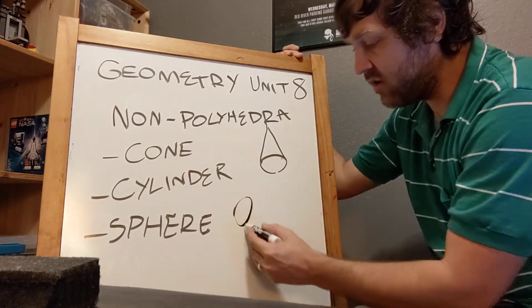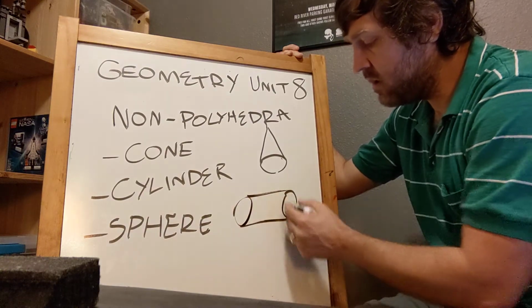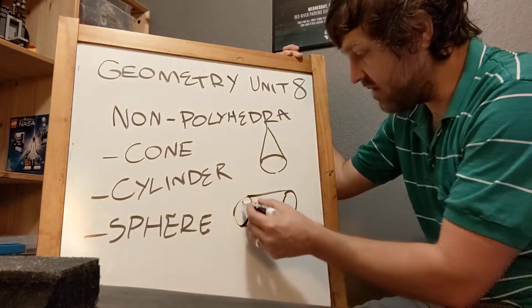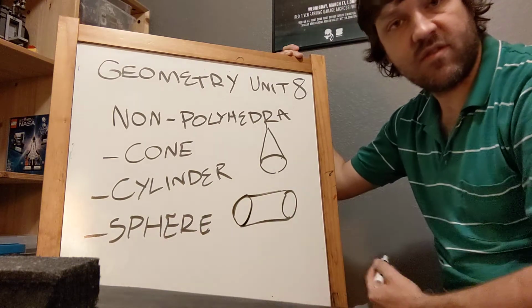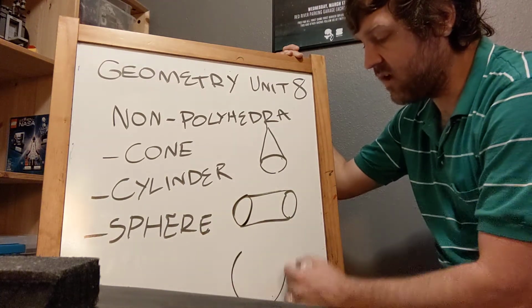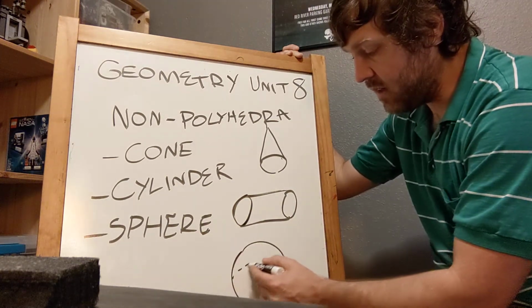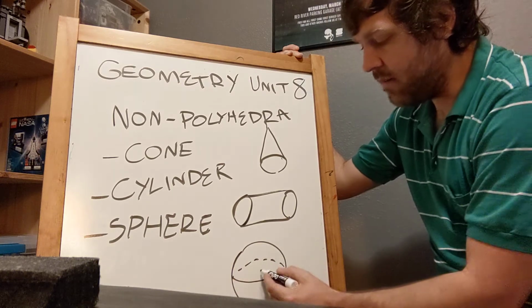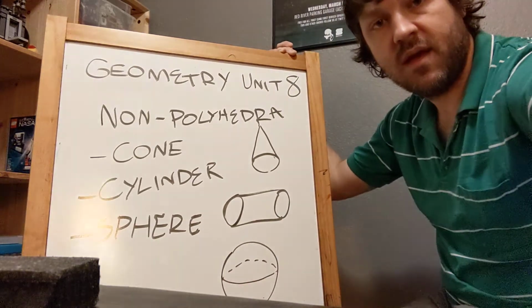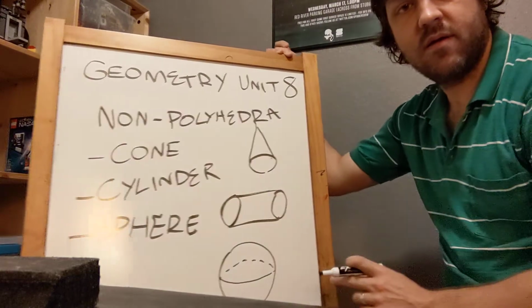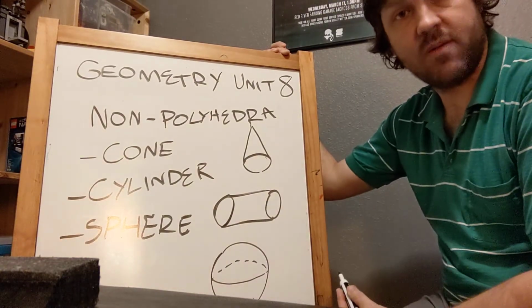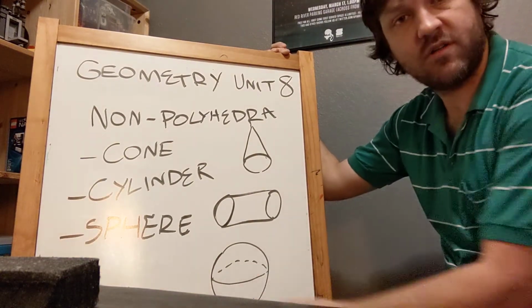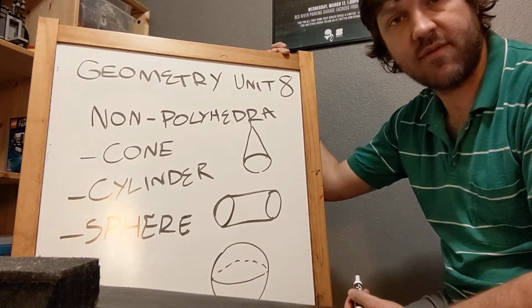Cylinders, we have a circle and another circle, and they're joined by straight line segments there. So that's going to be a cylinder. And then a sphere, of course. It's kind of hard to draw, but I think you'll get the idea. Spheres are going to be a circle that's made three-dimensionally. So it's not just a single circle, it's going to go completely three-dimensionally in every direction.